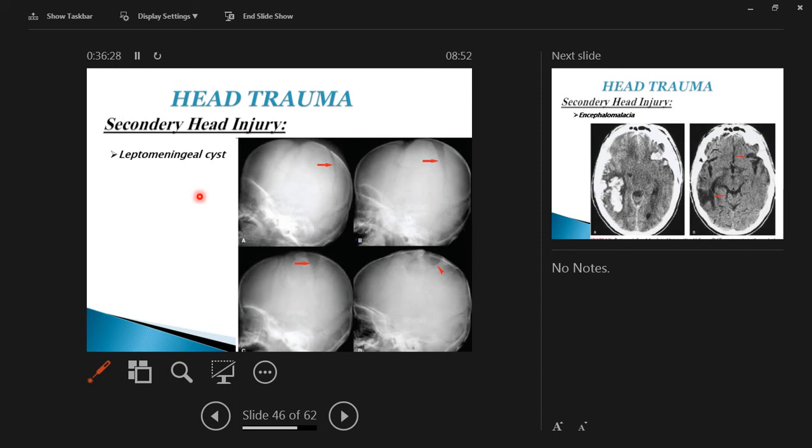Another type of the secondary head injury is the leptomeningeal cyst. And this occurs when there is a tear in the dura, and the subarachnoid space is extending through a suture or the fracture line, and due to CSF pulsation, this suture or fracture expands over time until it becomes like this. This lytic lesion appears on the skull X-ray.